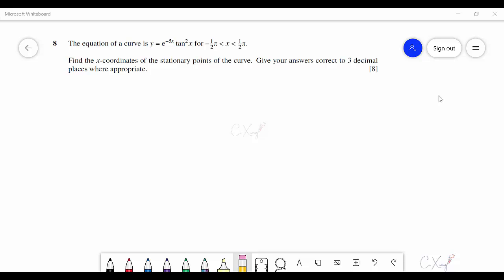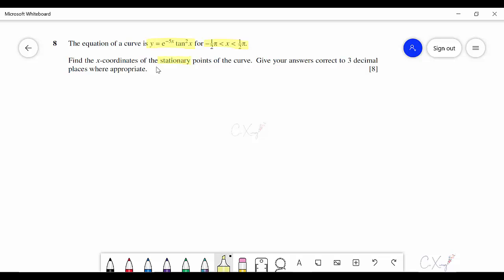Okay, so now it's question number 8. They give you the equation of a curve, which is y equals e^(-5x) multiplied with tan²x. The domain given is from -90 degrees to +90 degrees. What they want us to find is the x coordinate of the stationary points.